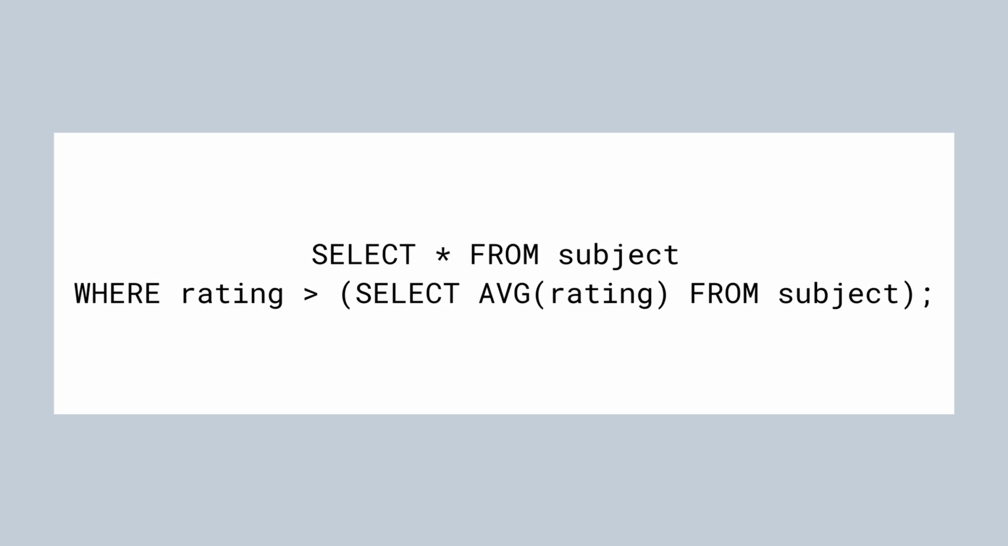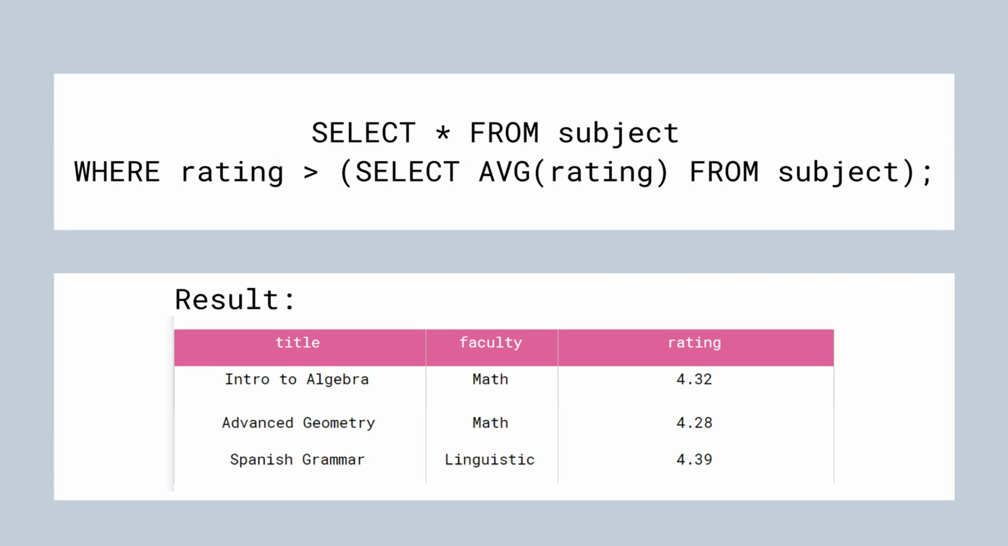Now, inside the brackets, we need to provide our subquery. The subquery should find the average rating value. We'll use select average from subject. Now, if we run the final query, we will get the resulting rows. We can now see all the subjects with an above average rating value, even though we don't know what the average actually is. This is the true power behind subqueries. We don't need multiple steps to answer more complicated business questions.